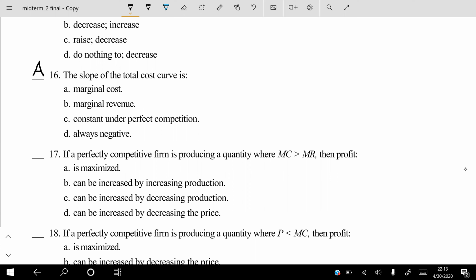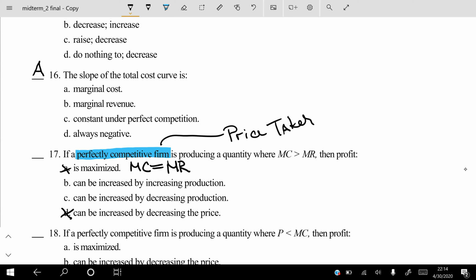Does it want to increase production or decrease production? Well, you want to decrease production, right? Because it's costing you more than the benefit you're receiving. So the answer here has to be C.